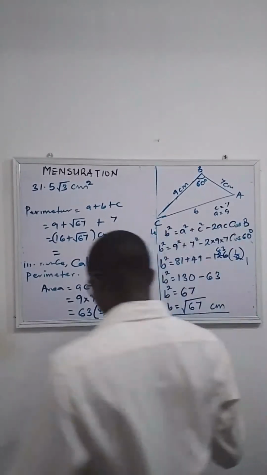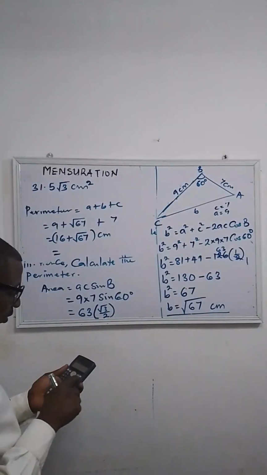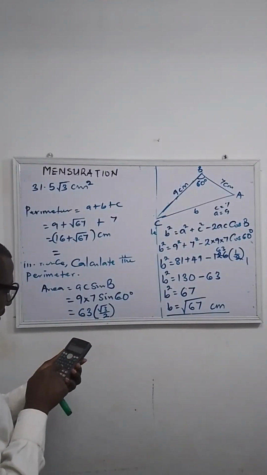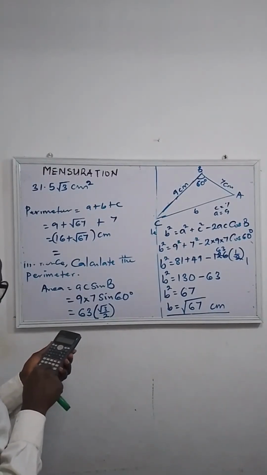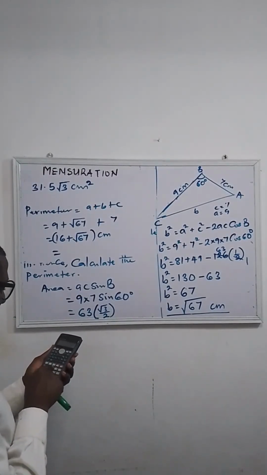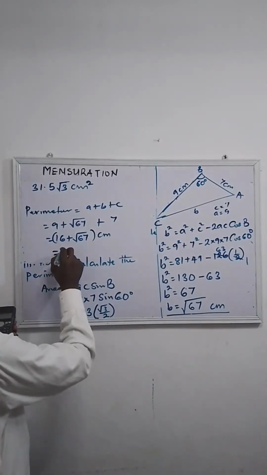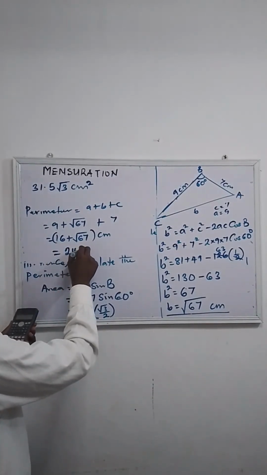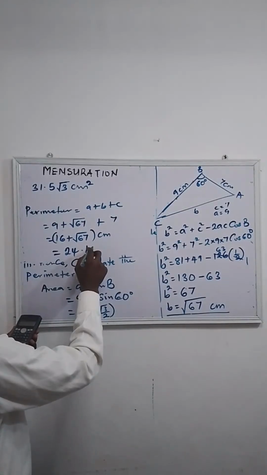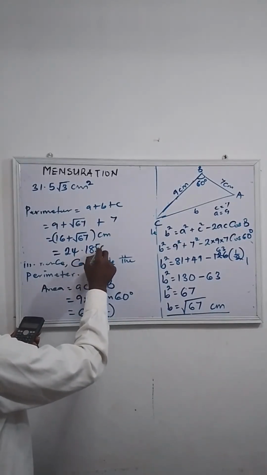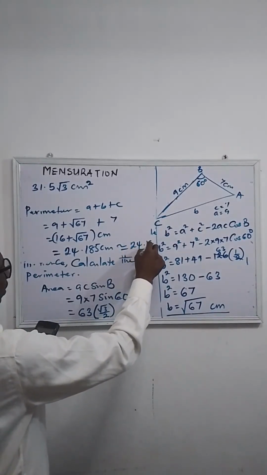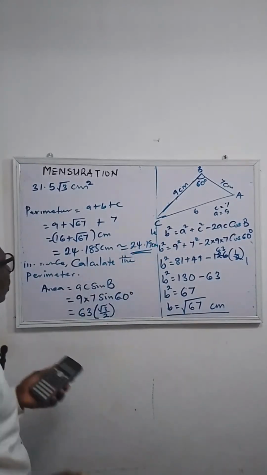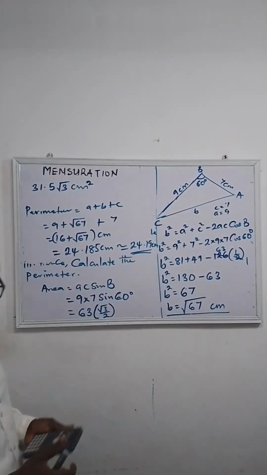Now let me compute this and let's be sure of what we have. The square root of 67 plus 16. All right, so that is 24.185 centimeter. That's approximately 24.19 centimeter. Okay, so that is the perimeter. All right, now let me go through the question again.